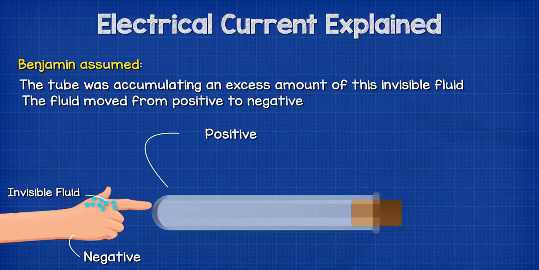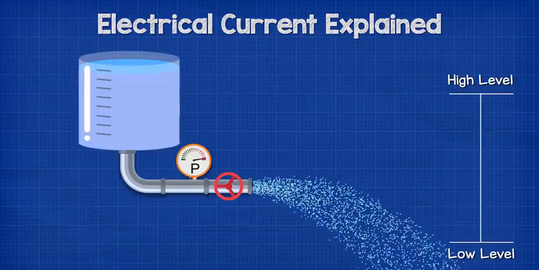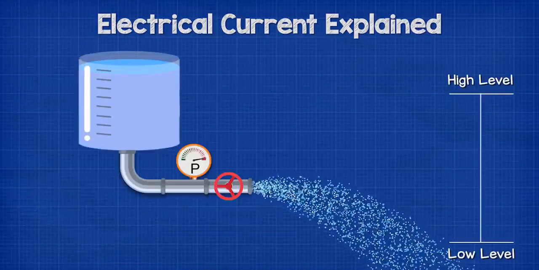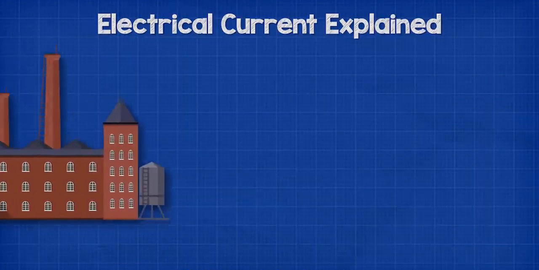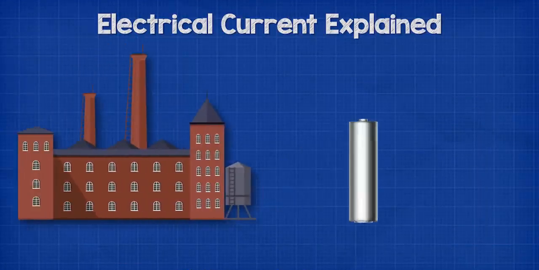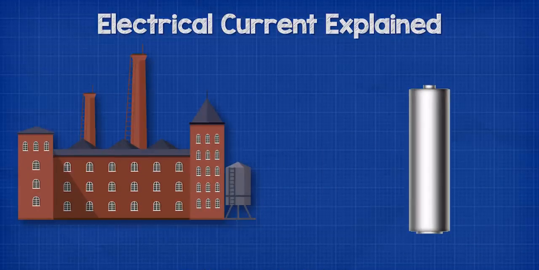And this does make sense, because water is a fluid and it flows from a high level to a low level. Soon, manufacturers started producing batteries based on his work, and so they also said, well, this end is positive and this end is negative, and we still use this naming convention to this day.